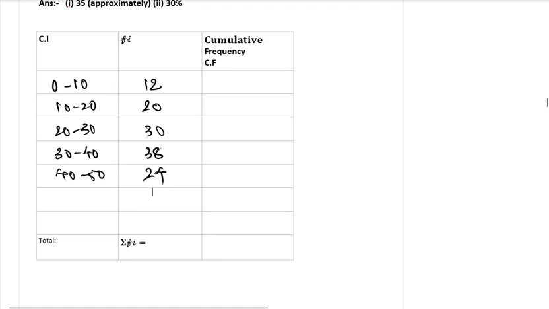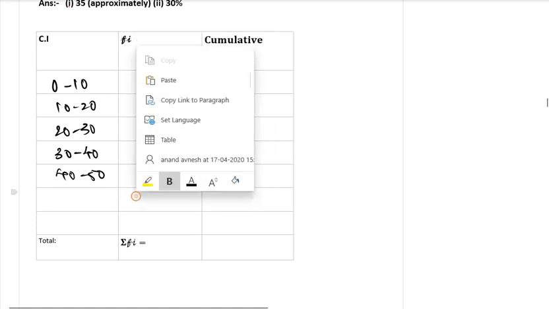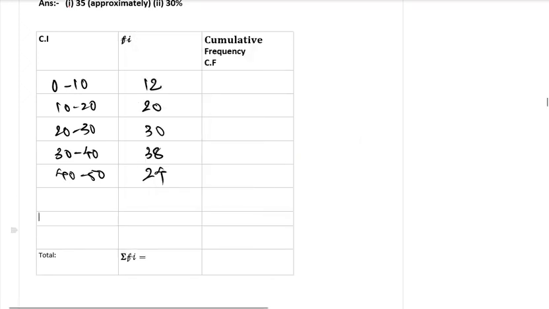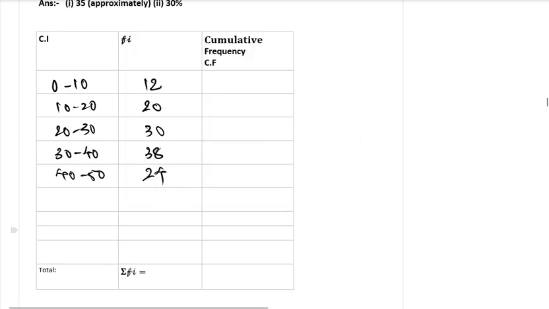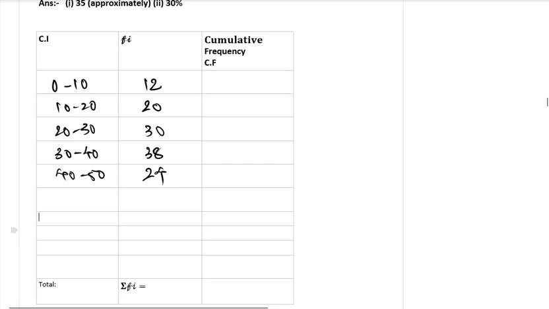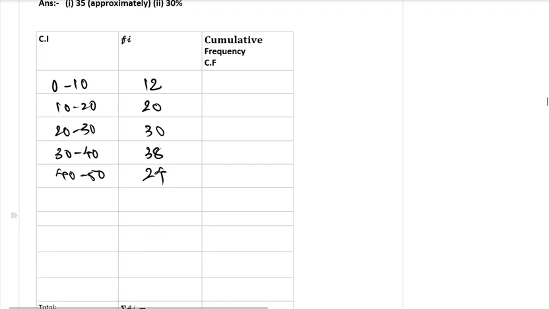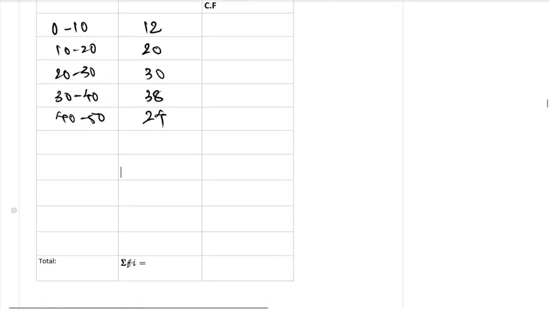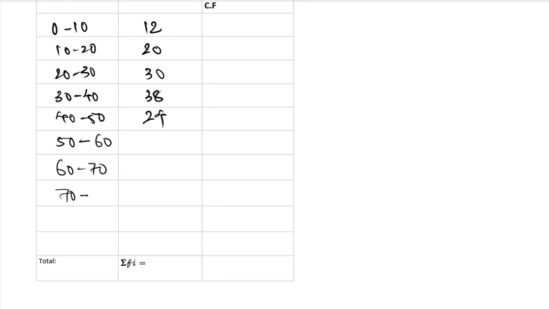I will need more space over here. Let me create some more space. Insert below. Okay, great. So we have to go up to 70 to 80. That will fit. So 50 to 60, 60 to 70, and 70 to 80.